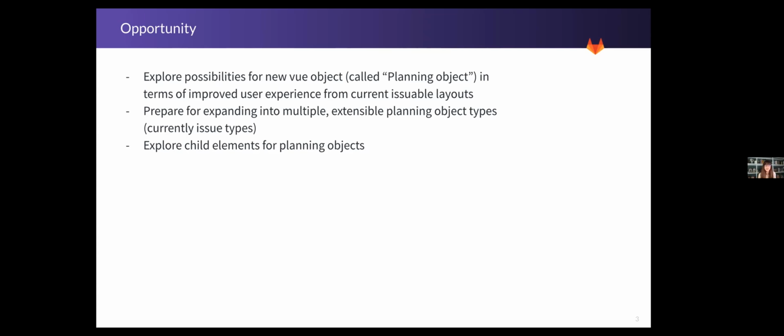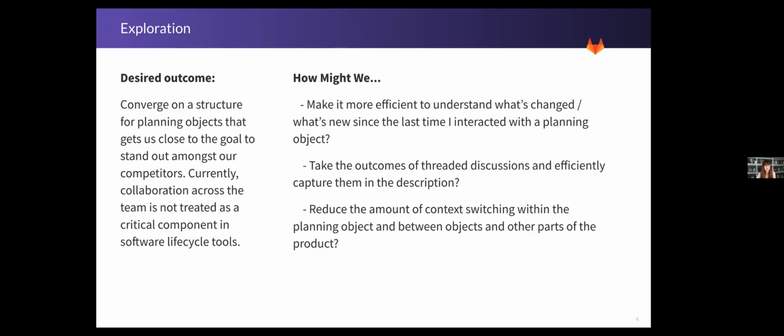The desired outcome was to converge on a structure for planning objects that gets us close to the goal to stand out amongst our competitors. So essentially, we wanted to explore ways to improve collaboration that helps to set us apart from our competitors as part of this initial research based on UX opportunities with this new planning object. We already knew our users pretty well. Parker, Delaney, and Sasha were who we were focusing on. We already had a lot of good research to help support some of the ideas that were explored here.